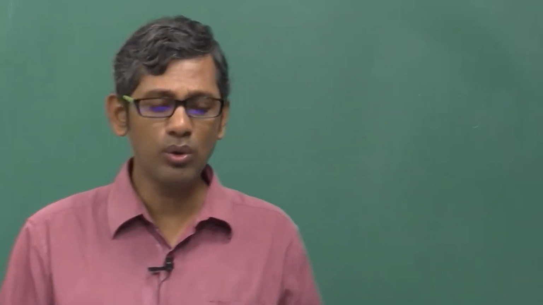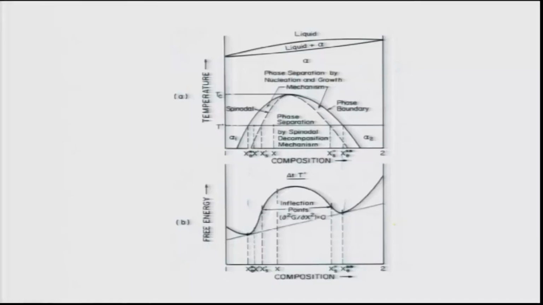As you go past these inflection points, any decomposition will lead to an increase in the free energy. That is what you see, correct? A small variation in composition will lead to an increase in free energy as you go beyond these 2 inflection points, and that is why the only way the system can reduce its free energy is by nucleation and growth.